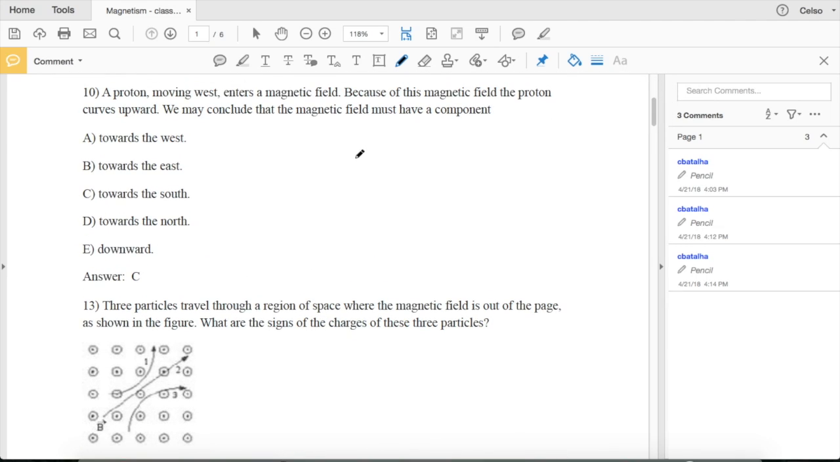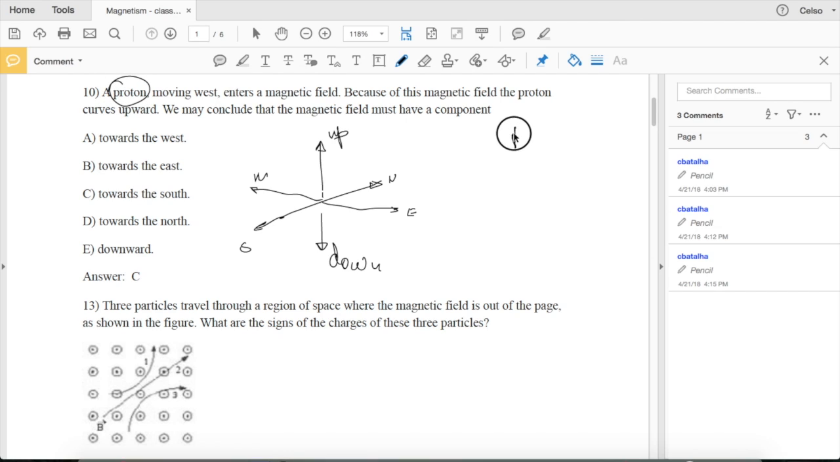A proton moving west is the same idea. So let's do this. It's north, east, west, and south. And then we have the up direction and the down direction. Okay, a proton is a positive charge. So a proton has a charge that is positive.